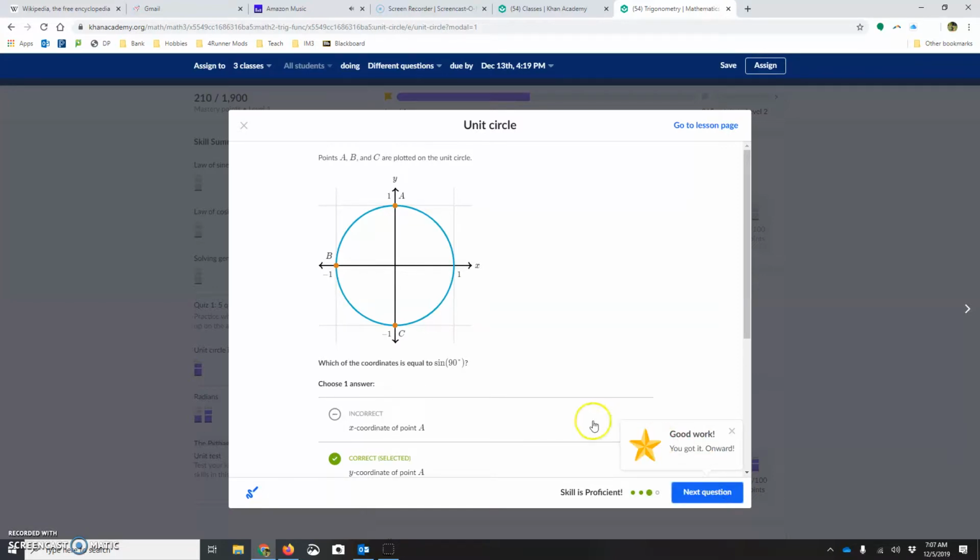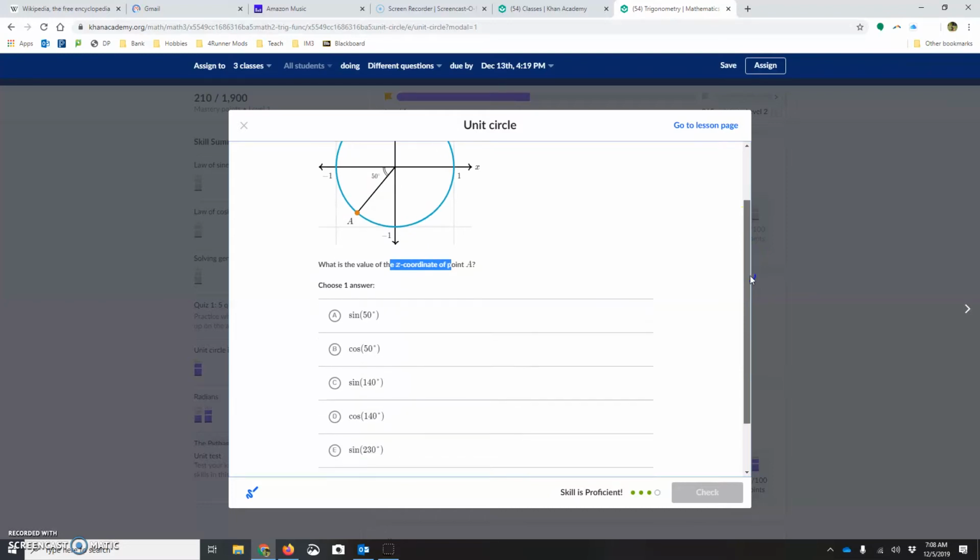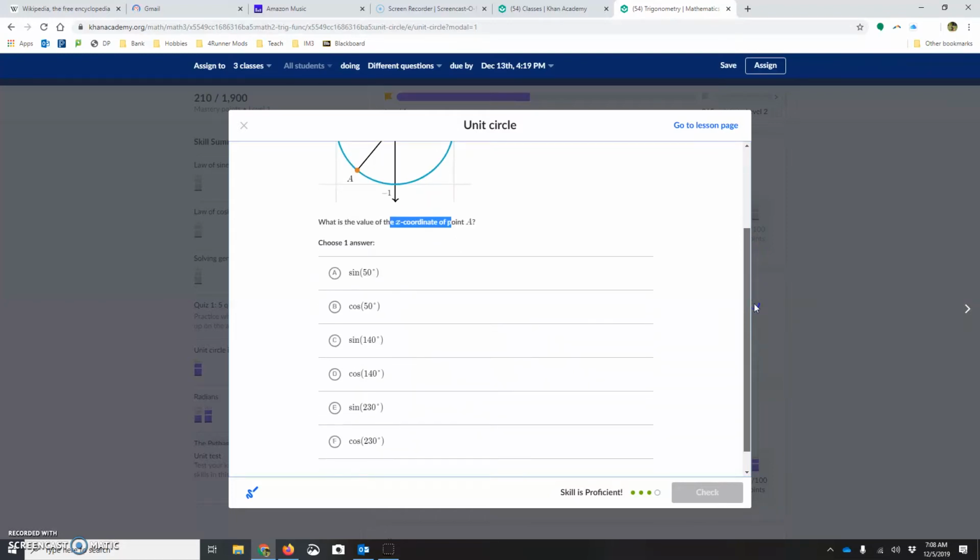And last question. I'm going to guess it's going to be like the first one, but I don't know. Nope. Oh, okay. What is the value of the x-coordinate of point A? So it's a little bit different. We have to figure out the angle. It's the x-coordinate, so we know it's cosine. So it's either B, D, or F. Yes, B, D, and F are all cosines.